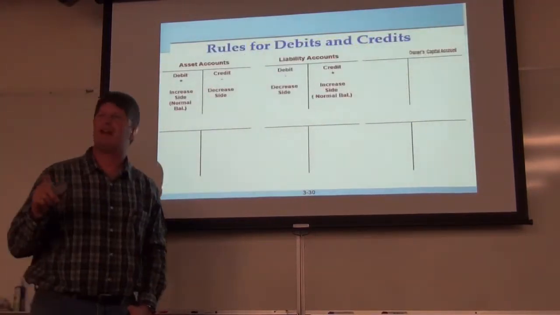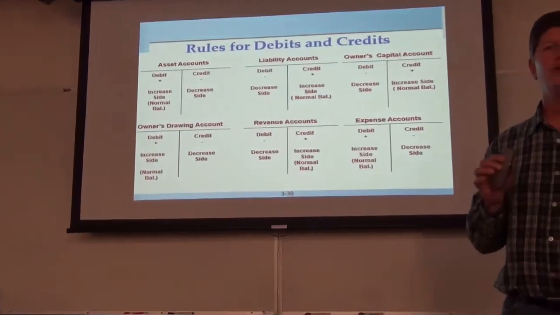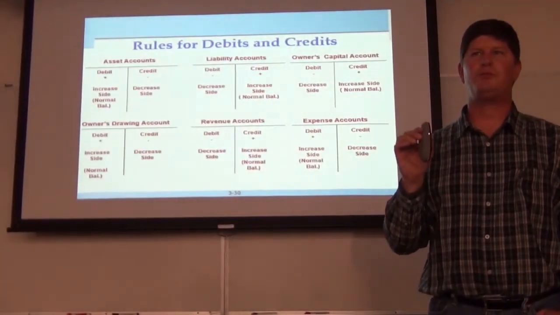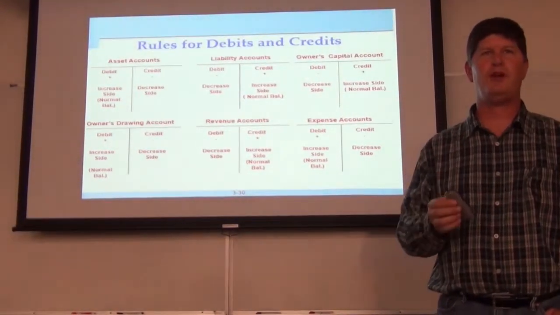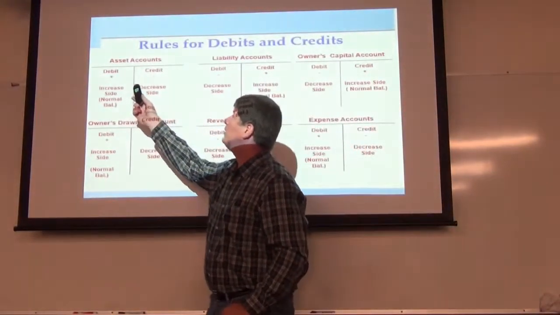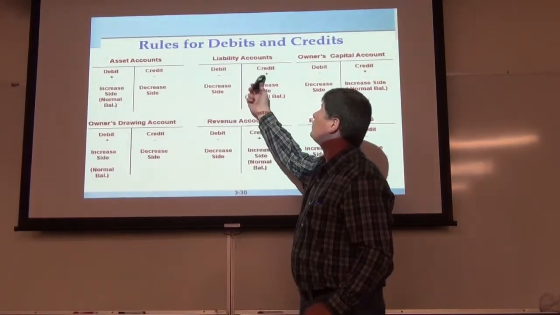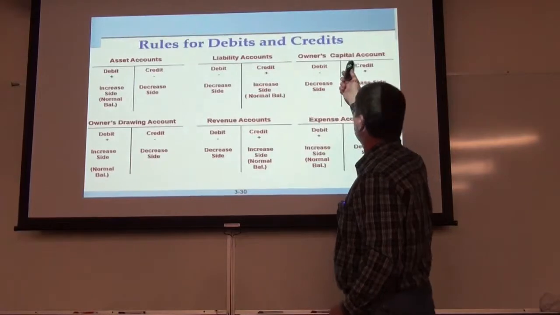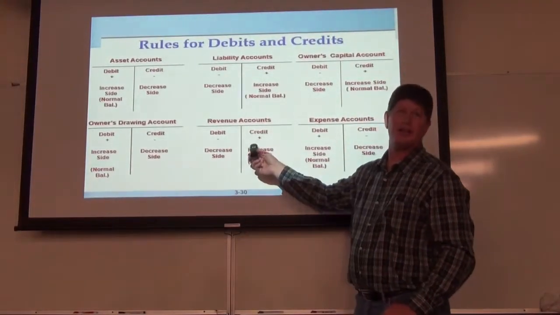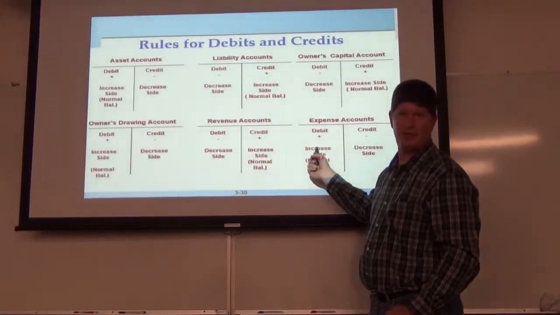Okay, this is the slide I was alluding to earlier. Print it out, sleep with it, use it as your placemat under your cereal bowl, whatever you've got to do so that you stare at this enough to memorize. Assets increase on the debit side, liabilities increase on the credit side, owner's equity increases on the credit side, revenue increases on the credit side, expenses increase on the debit side.